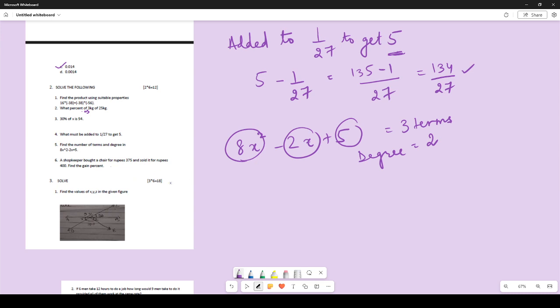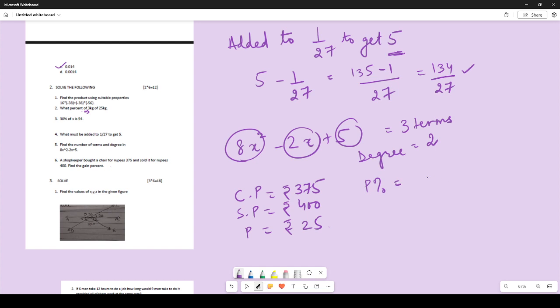A shopkeeper bought a chair for 375 rupees. Now what does this mean? CP is equal to rupees 375. SP is equal to rupees 400. So that will give you the profit, right? He's selling it for more, so that means we get a profit which is rupees 25. Now all we have to do is calculate the profit percent.